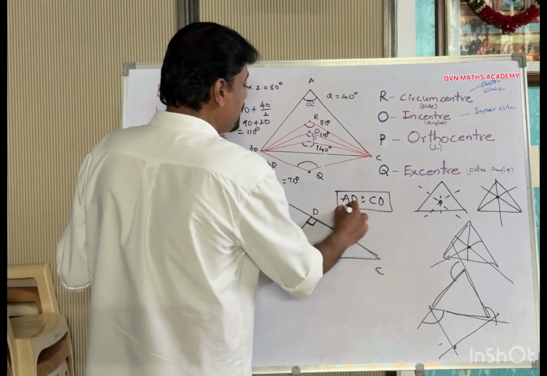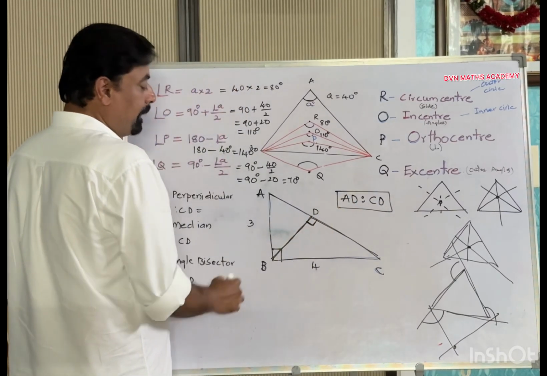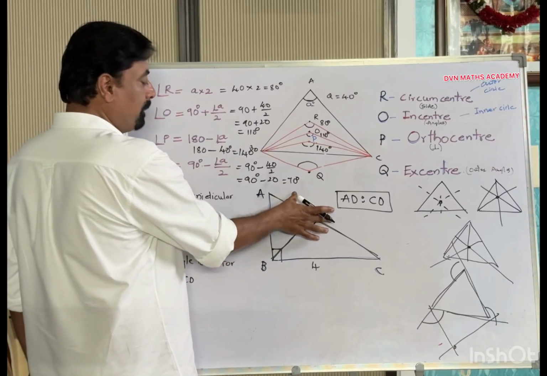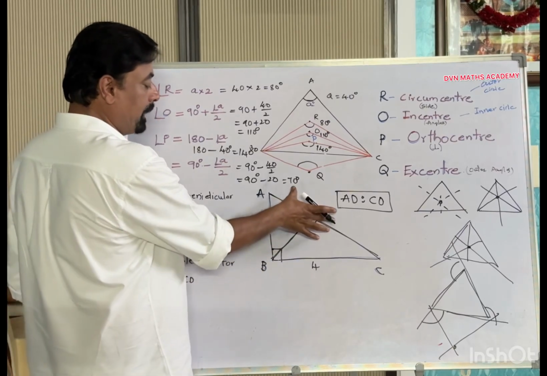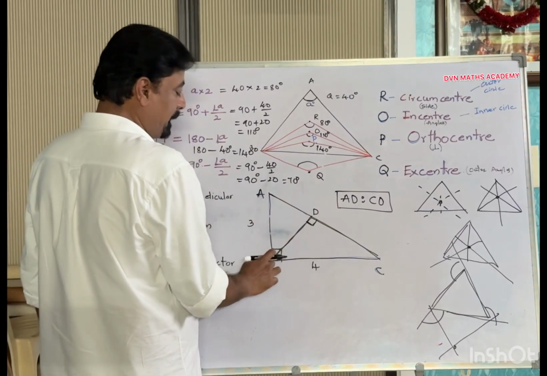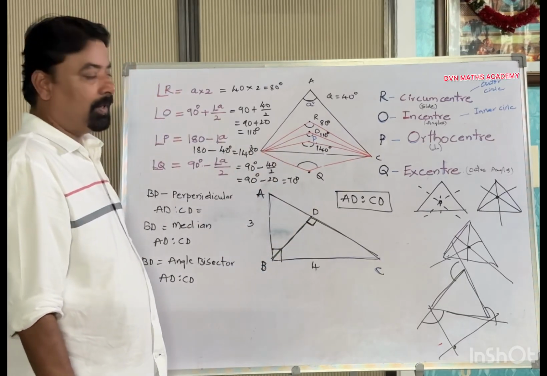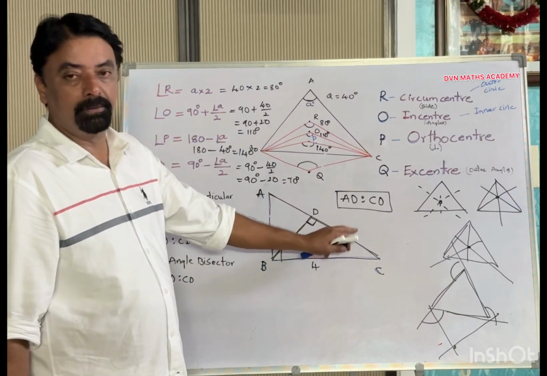So this ratio depends on this line. If it is perpendicular, the ratio will change. If it is median, the ratio will change. If it is an angle bisector, the ratio will change. So according to the given question, we need to give the answers.